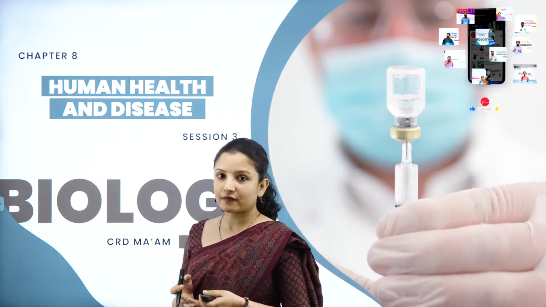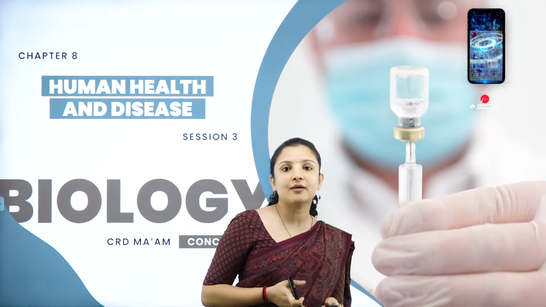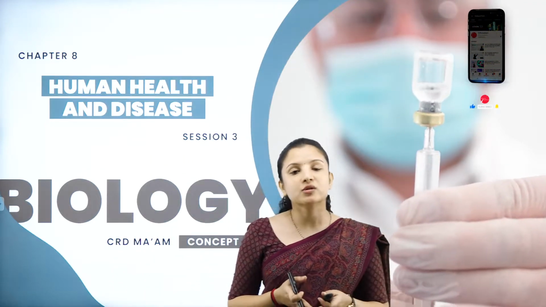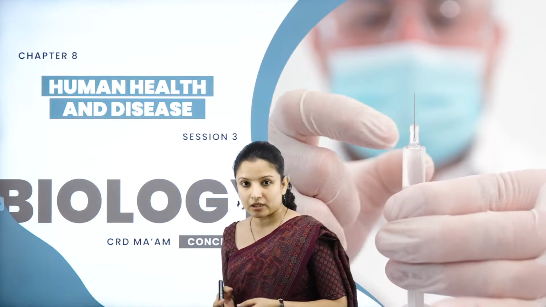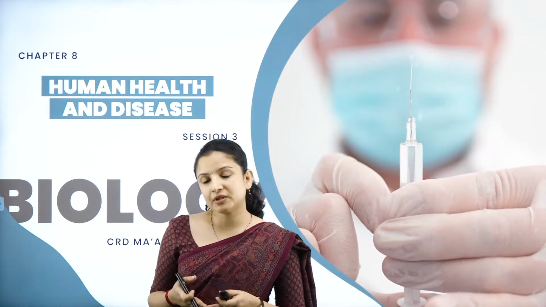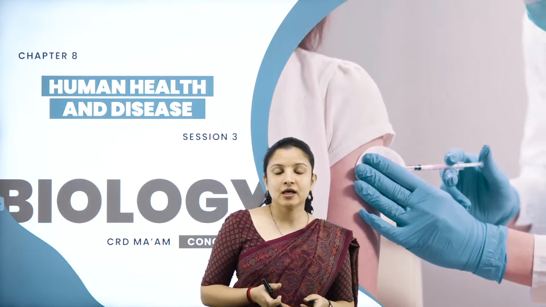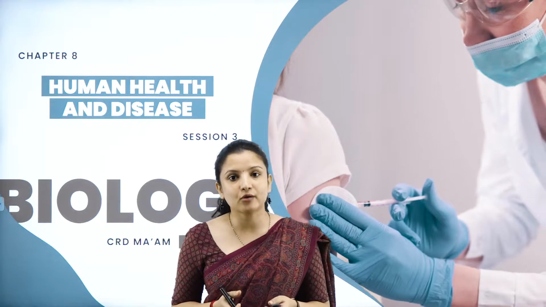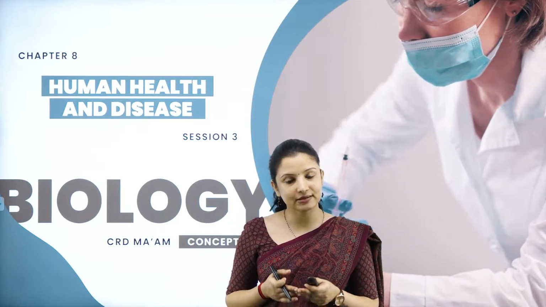So in the previous session of this chapter, we had discussed immunity, wherein we studied innate immunity, which is acquired during childbirth, and we also studied acquired immunity, which the person acquires whenever he gets a particular disease. And we also studied the structure of the antibody. In today's session, let us study the immune system, which is a very interesting topic.